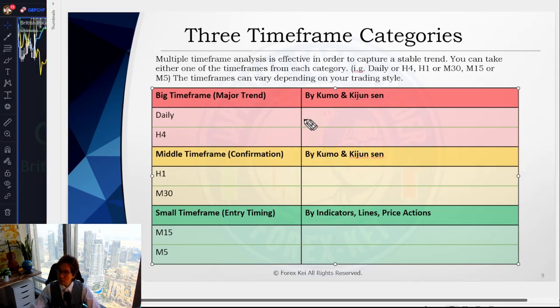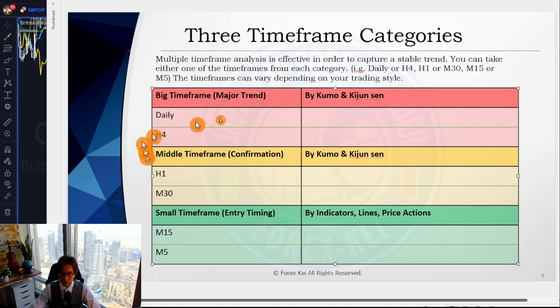So again, I take the daily or 4. So let's say if daily is flat and 4 hours down, then I take the 4 hour time frame and then go down to either 1 or 30. Let's say if 1 is down, 30 is flat, then I take the 1 hour and then look for entry timing on either 5 or 15 minute time frames. If I get the 5 minute time frame confirmation, then I enter there based on the 5 minute. So this is basically how I analyze charts and take trades.